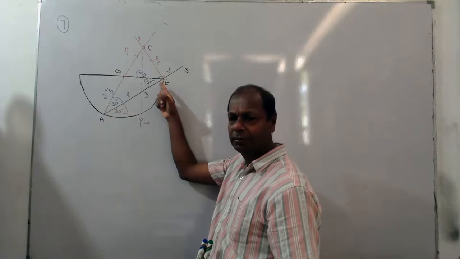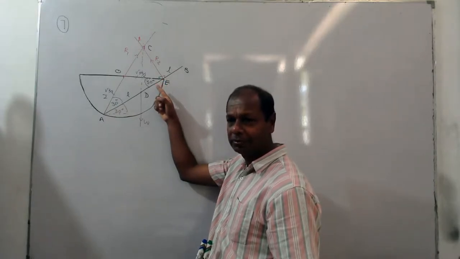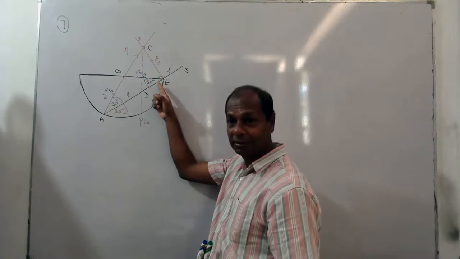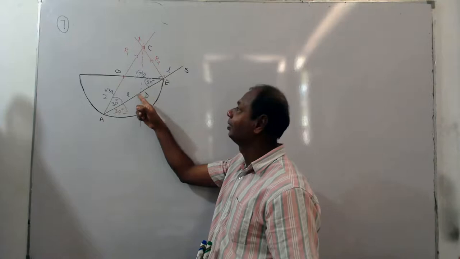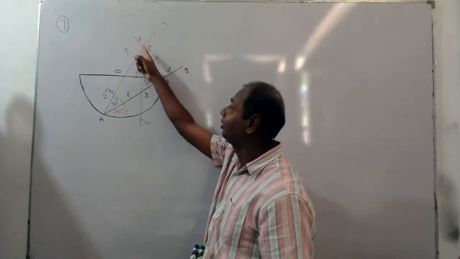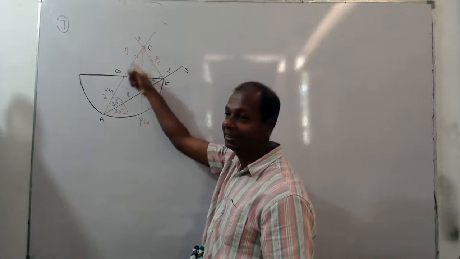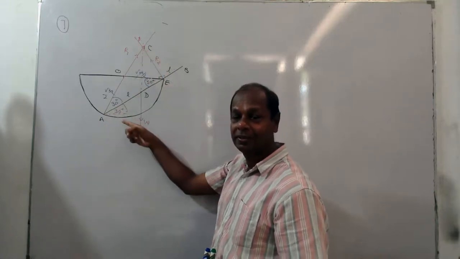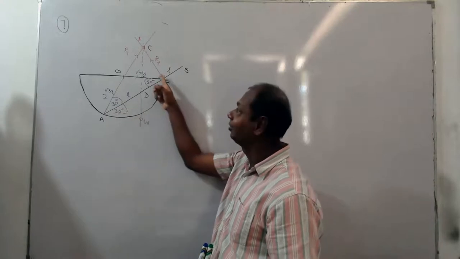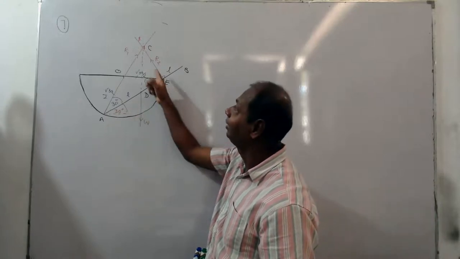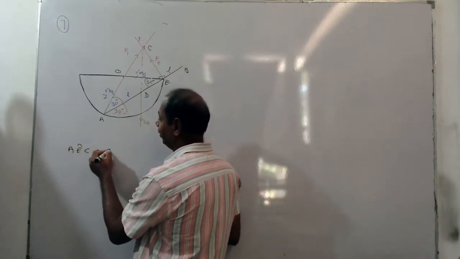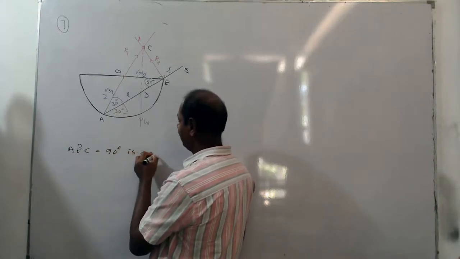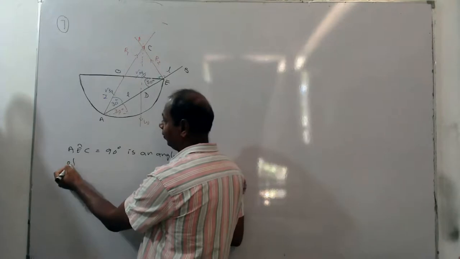Doesn't it remind you of anything? All is nice. 90 degrees here. This becomes an angle of a semicircle. If AEC is 90 degrees, it's an angle of a semicircle.